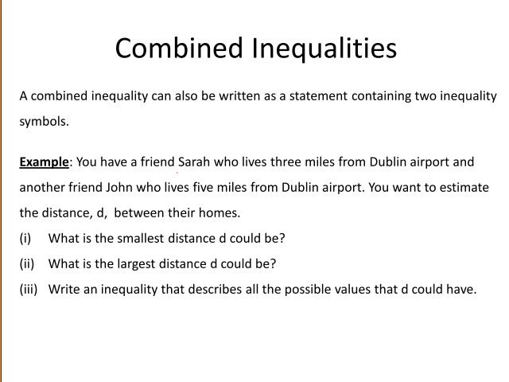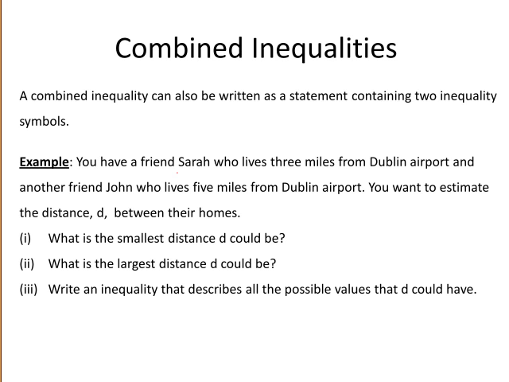The first part of the question asks us to find the smallest distance that d could be. In the second part of the question, we are asked to find the largest distance that d could be. And in the third part of the question, we are asked to write an inequality that describes all the possible values that d could have. So, as always, it is a good idea to draw a picture representing this information.